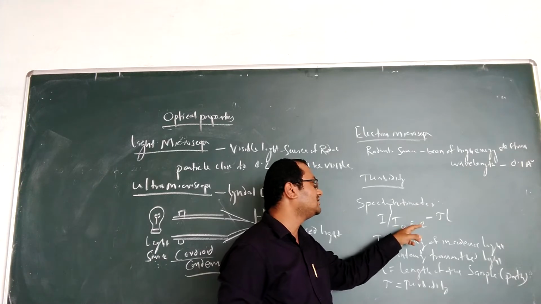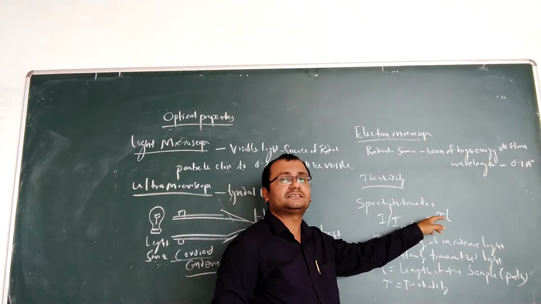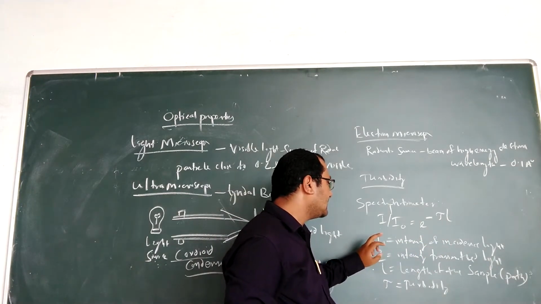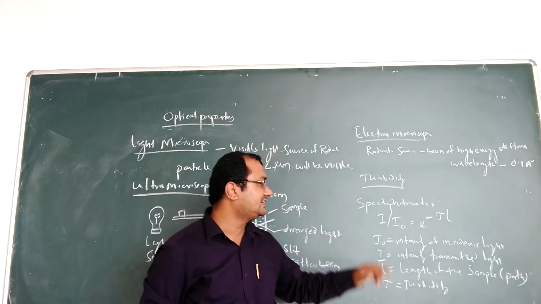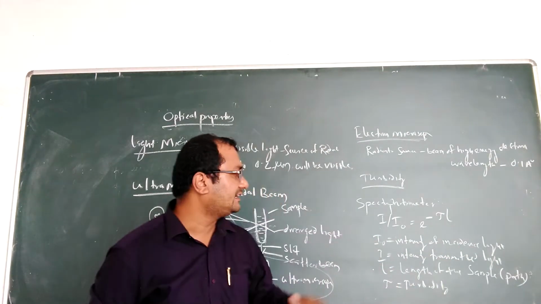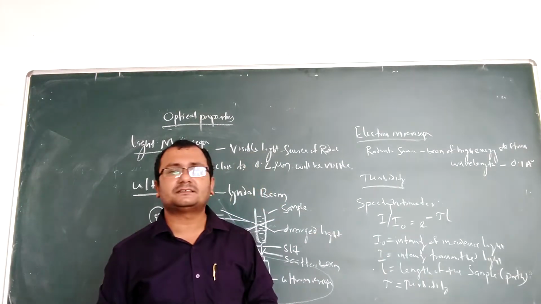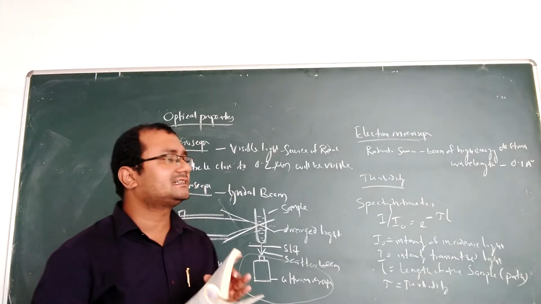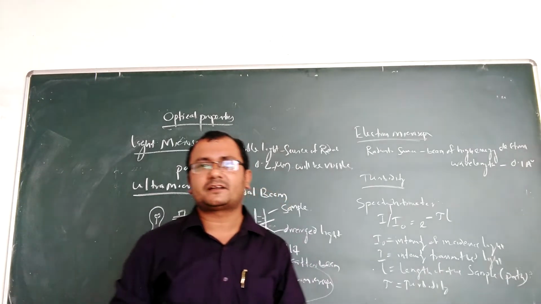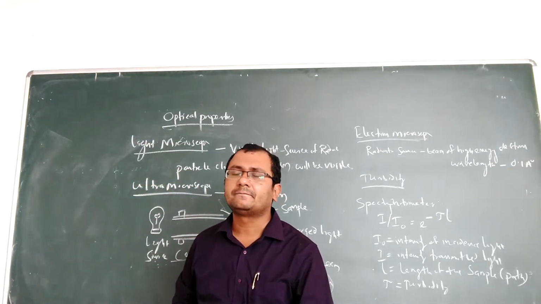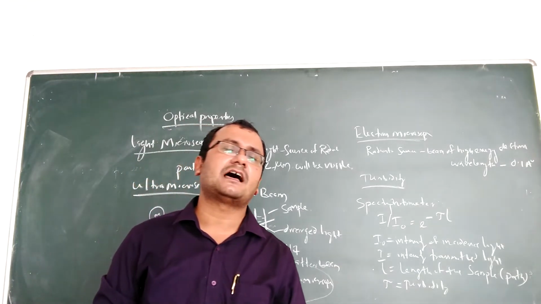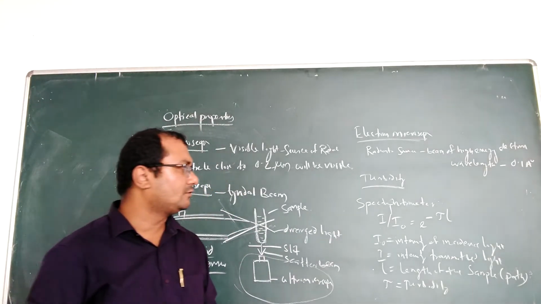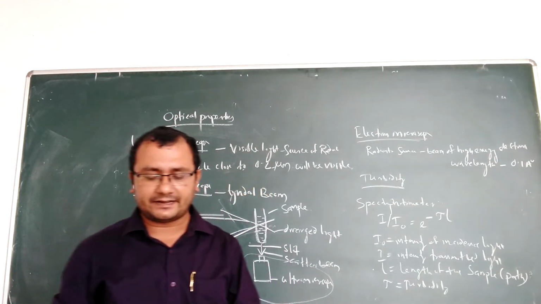I divided by I0 is equal to exponential of minus tau L. Here I0 means intensity of incident light, I means intensity of transmitted light, L means length of the sample or path length, and tau means turbidity. So it is a simple method of the spectrophotometer. This equation we also use in the analysis to find out the absorbance, how much light is absorbed. To find that also we use spectrophotometers.